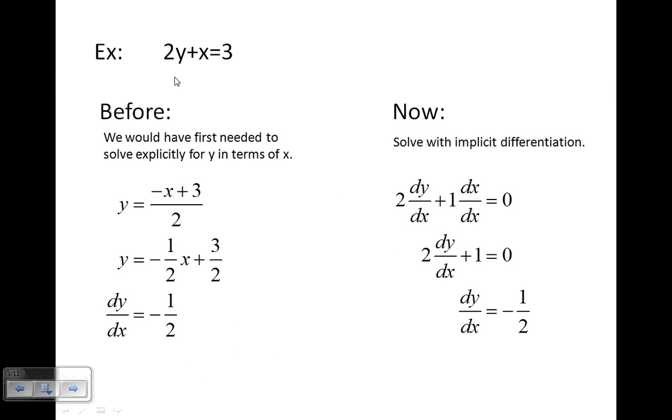So an equation like this, 2y plus x equals 3, x and y are on the same side of the equation. This one you could actually do either way. You could solve it for y in terms of x and then take the derivative like normal. Or instead, you could do it implicitly. And I know I haven't gone through that yet.